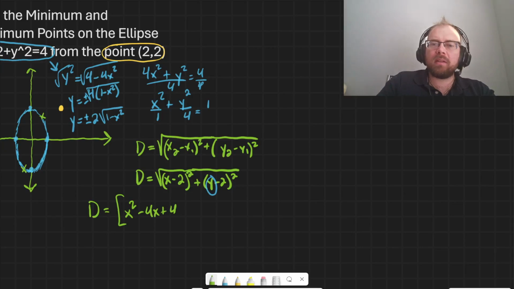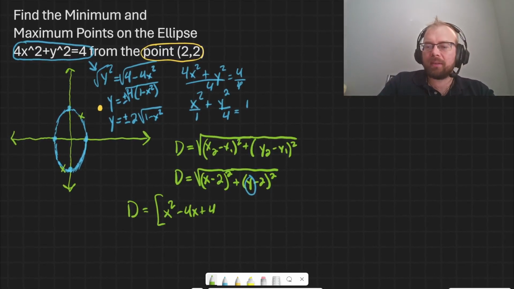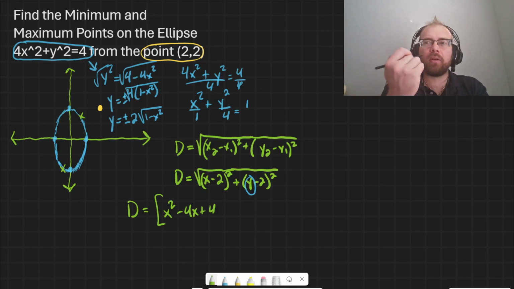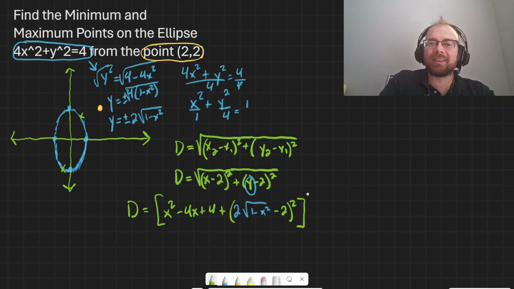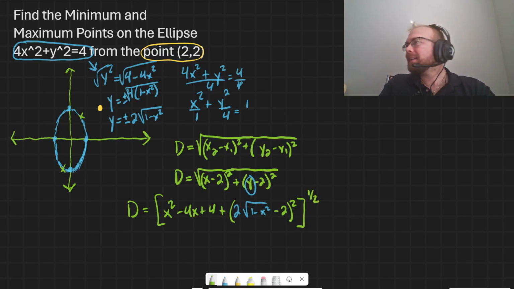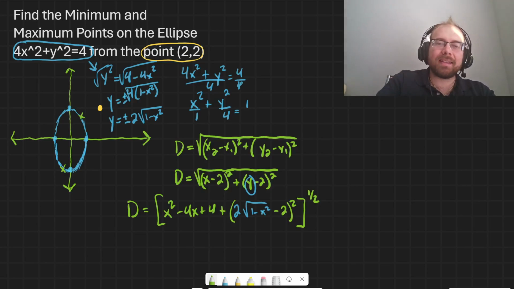Oh, I moved the whole thing over. Accidentally clicked the right arrow key. Hold on, let me move my watch a little bit so I'm not accidentally clicking buttons. So the y value is plus parentheses, the y value is 2 root 1 minus x squared, and then that's minus 2 squared. And then all of that is square rooted. Yikes. Okay, so we have all of this.